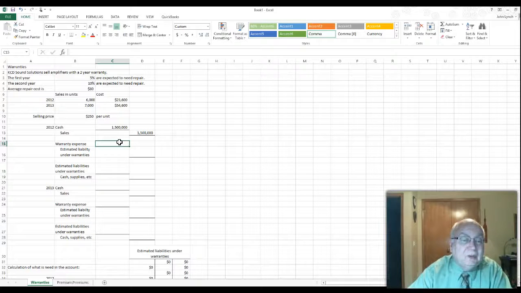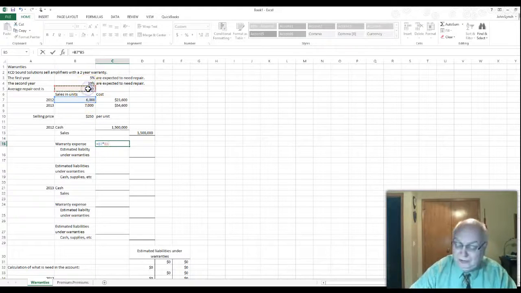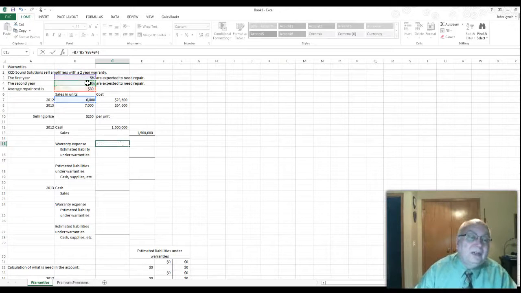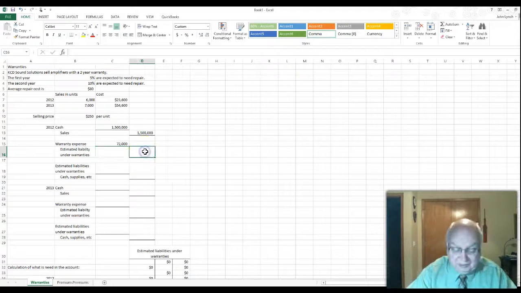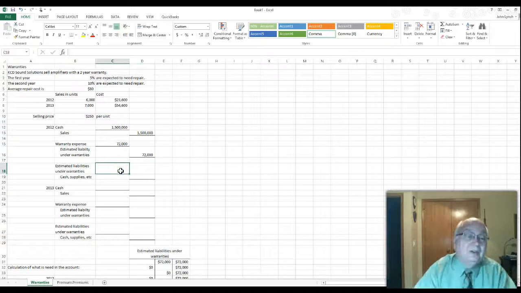So the warranty expense will equal the number of units sold times the $80 times, now here's where we have to add them up, the 5% for the first year plus the 10% for the second year, for a total of 15% coming back. That gives $72,000 of warranty expense. Your journal entry would be a debit to warranty expense and a credit to estimated liability under warranties, or something to that effect, depending on what book you're using.